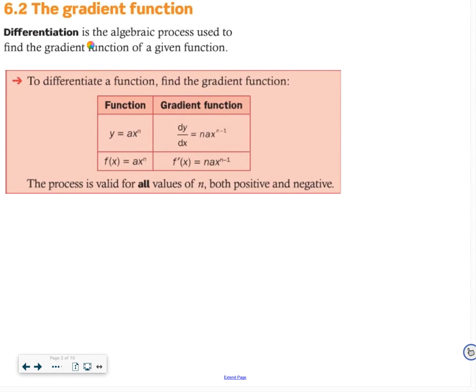All right, mathletes, here we are looking at the gradient function. Differentiation is the algebraic process used to find the gradient function. To differentiate the basic polynomials, from our function, the gradient function is pulling our exponent, our n in this case, and putting it out in front and multiplying it by n times a. Then we decrease that power, or that index, by 1.